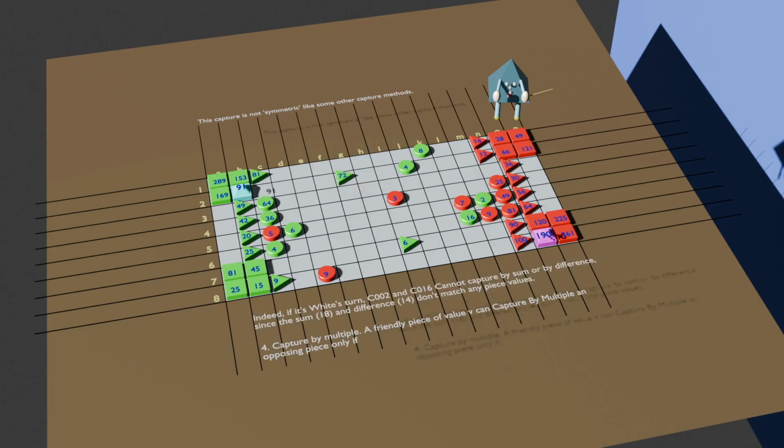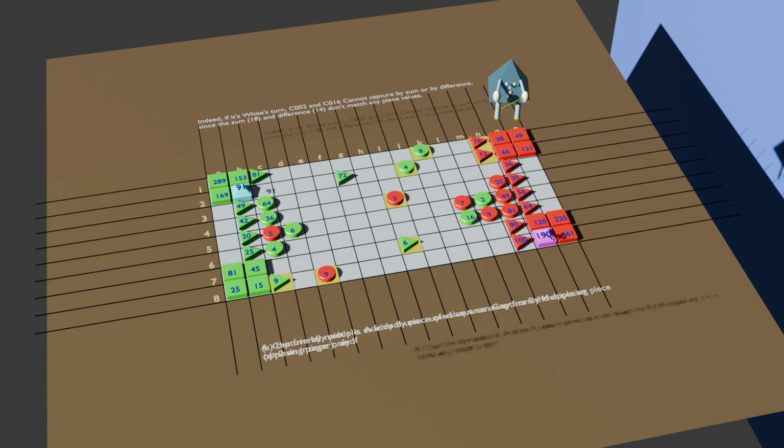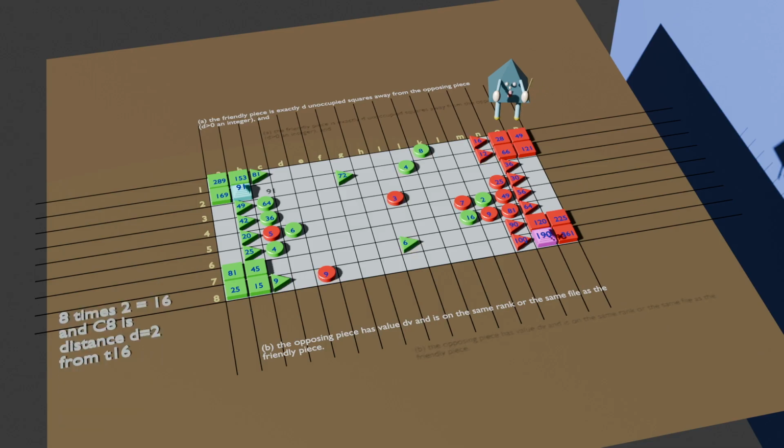4. Capture by multiple. A friendly piece of value v can capture by multiple an opposing piece only if a. The friendly piece is exactly d unoccupied squares away from the opposing piece, d greater than 0 an integer, and b. The opposing piece has value d times v and is on the same rank or the same file as the friendly piece.